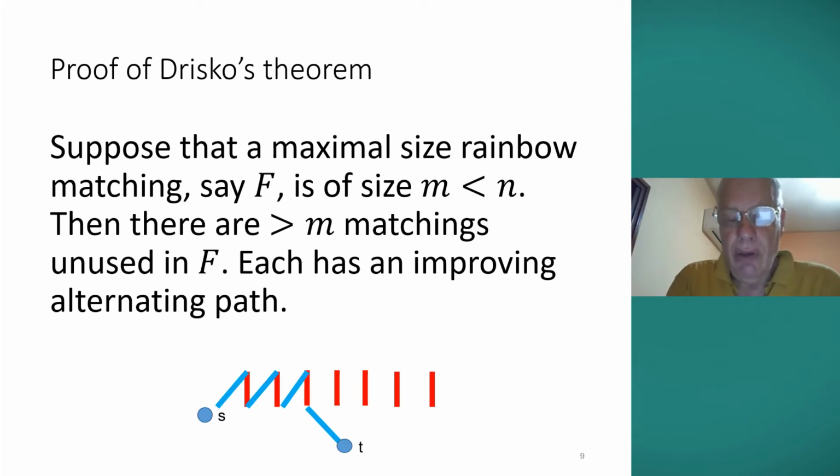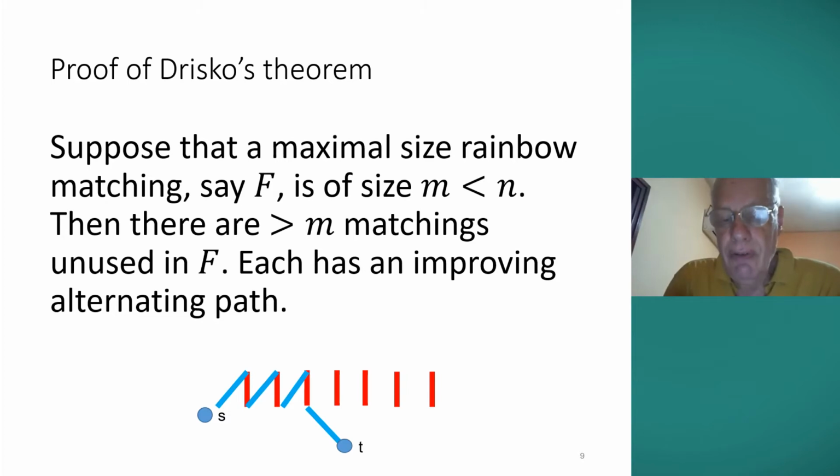From now, you have to choose to define what is S and T. S represents all vertices outside the red matching inside A, and T represents all vertices outside the red matching in the other side. Every matching, each of the at least n matchings that you haven't used, gives you an augmenting alternating path, which is a path from this S to T.